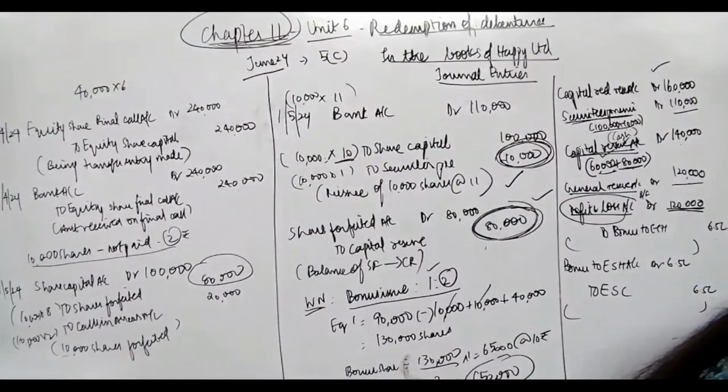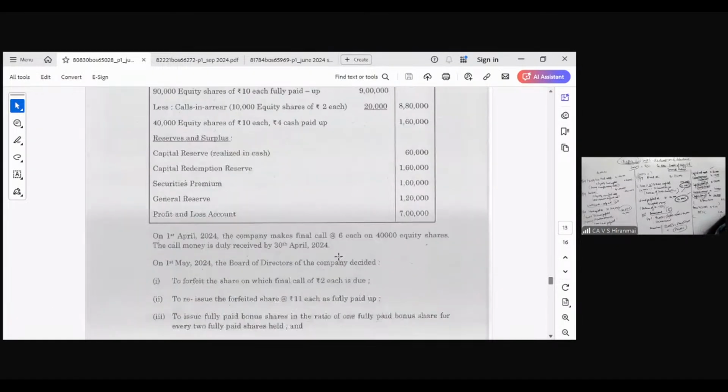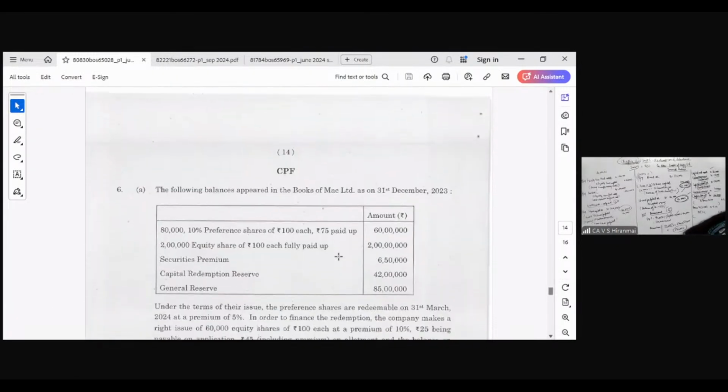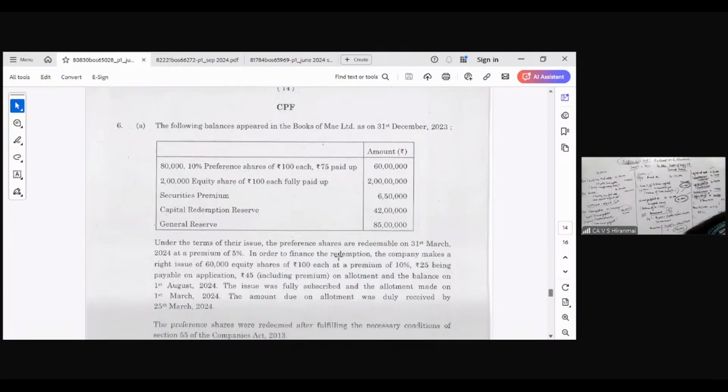Now, I will show you the next question that came in June for 15 marks, which is nothing but illustration number 9 that we did the other day from the preference shares chapter, redemption of preference shares. All of you, please see here. The following balances appear in the books of MAC Limited: 80,000, 10% preference shares of 100 each, 75 paid up. So when it is redemption, make it fully paid up. The remaining 25 rupees you are supposed to call. So 25 rupees into 80,000, you will get the value that you should take in the first step.